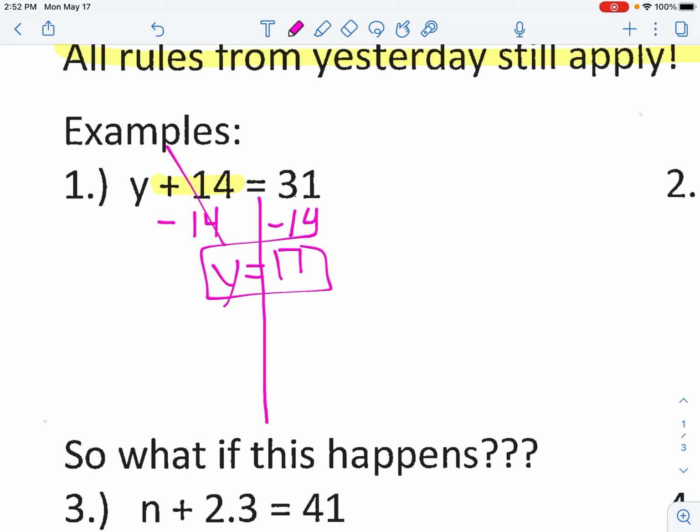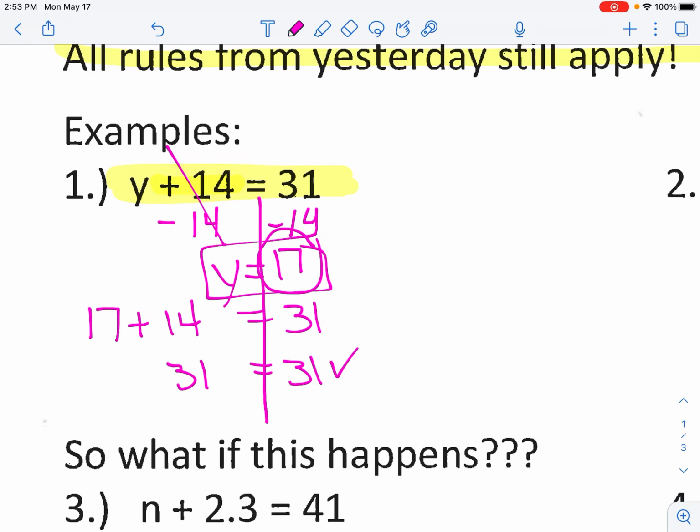You put a box around your answer. The next thing you do is rewrite the original equation, but you use substitution. So we're going to take our solution for y, which is 17. Is 17 plus 14 equal to 31? Yes, 31 equals 31, check.